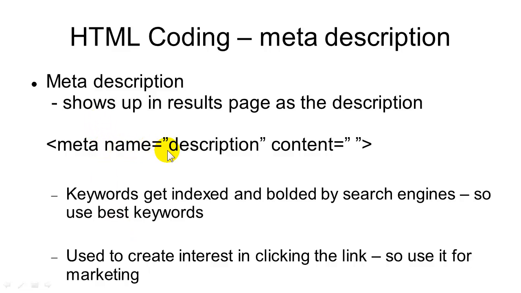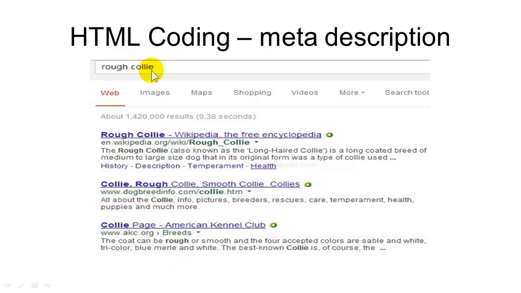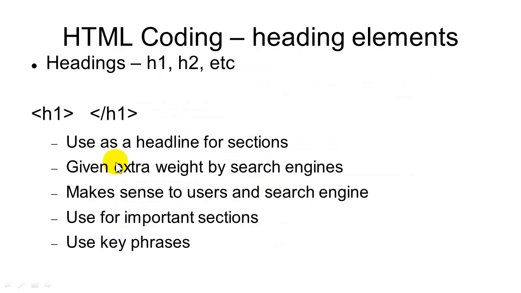The meta description generally shows up in the result page as the description. Here again, the keywords get indexed, and it's used to create an interest for the user to follow and click to go to your site. Here again, using the same phrase or description with the key phrases. Headings are given extra weight by search engines. They make sense to users and to search engines, so they should have key phrases in them.